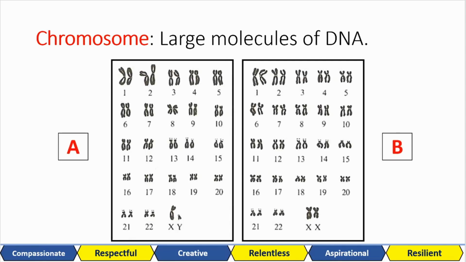Here I have the chromosomes of a male and a female. Notice that we have pairs of chromosomes, and the chromosomes are generally arranged from the longest to the shortest. What I'd like you to think about now is which one is showing the genome for a male and which one is showing the genome for a female.